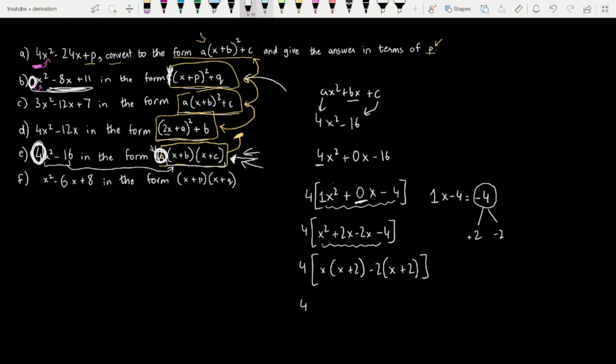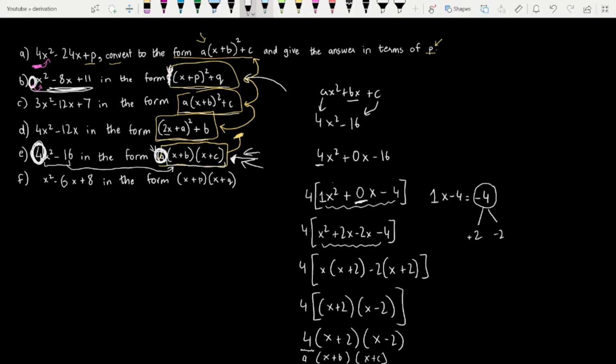And then you can sort of write them like this, x plus 2 and x minus 2. And then that 4 is going to multiply. So it's going to be 4 times x plus 2, x minus 2. And you can see how that 4 has become my a. And this is x plus b, and this is x plus c.